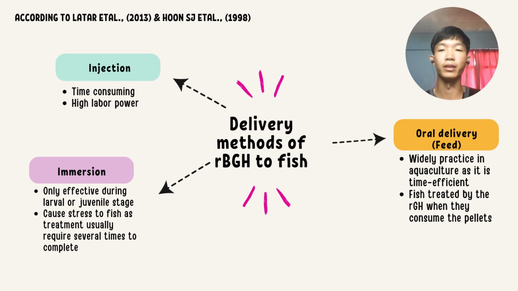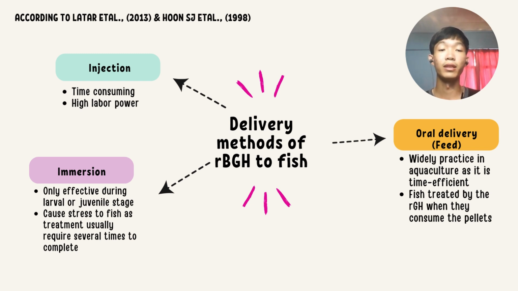So the first method is injection. It is time consuming and requires high labor power. And the second method is immersion. It is only effective during the larvae or juvenile stage of fish, and it will cause stress to fish as treatment usually requires several times to complete. And lastly is oral delivery, which is through the enrichment of feed.